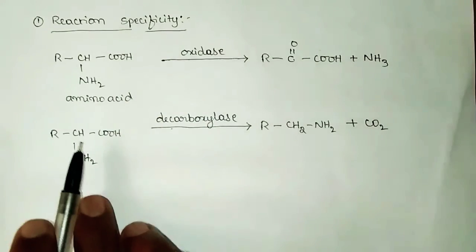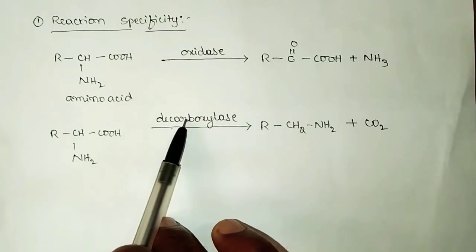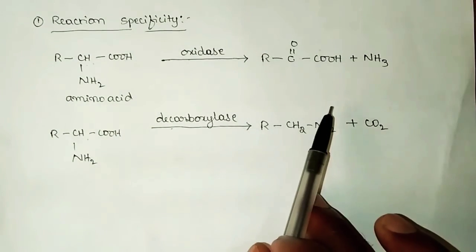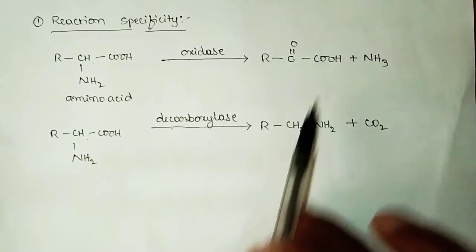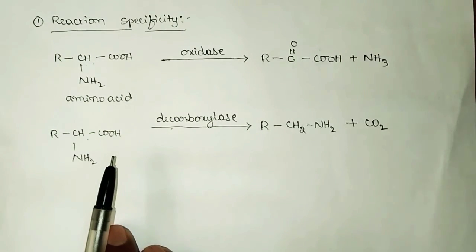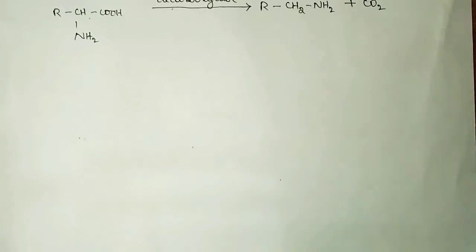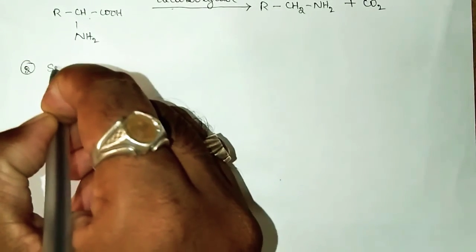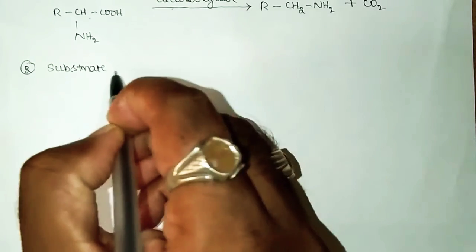So reaction specificity means that different enzymes, when acting on the same substrate molecule, bring out different reactions and thereby produce different products. That's about reaction specificity. Next, number 2, it is the most important one, that is substrate specificity.